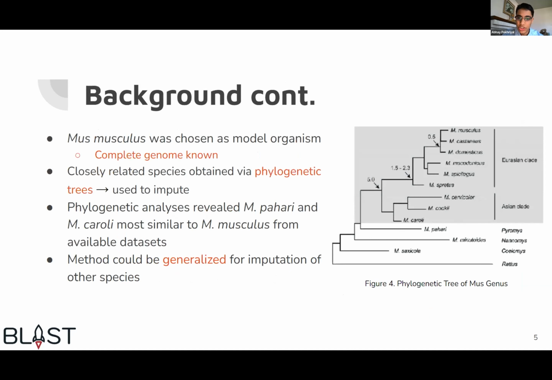Mus musculus was chosen as our model organism because the complete genome is known. Phylogenetic analysis revealed Mus pahari and Mus caroli to be most similar to Mus musculus from available data sets. So we use Mus pahari and Mus caroli to impute Mus musculus's DNA. Our method could also be used to impute other species' DNA.